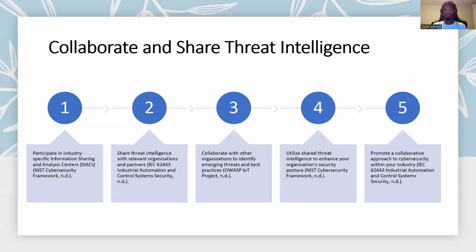The eighth best practice for securing Internet of Things devices is to collaborate and share threat intelligence. Participate in industry-specific information sharing and analysis centers, which provide a forum for sharing threat intelligence and best practices among organizations facing similar risks. Share threat intelligence with relevant organizations and partners, contributing to the collective security knowledge within your industry. Collaborate with other organizations to identify emerging threats and best practices, enabling your organization to stay informed and prepared for evolving risks.